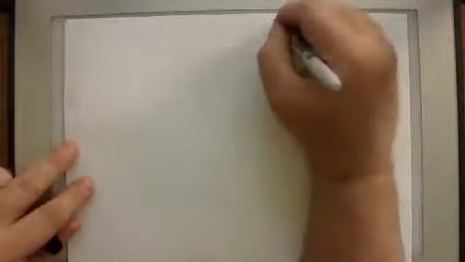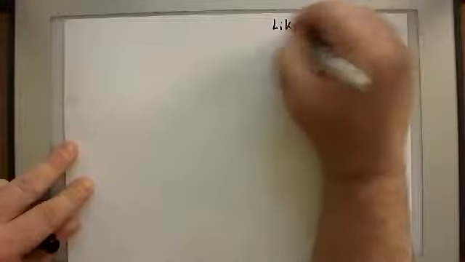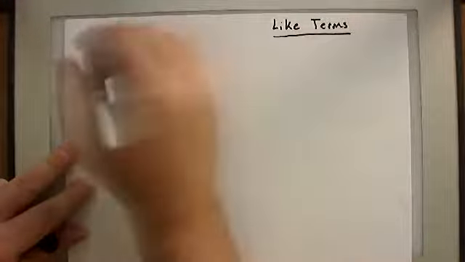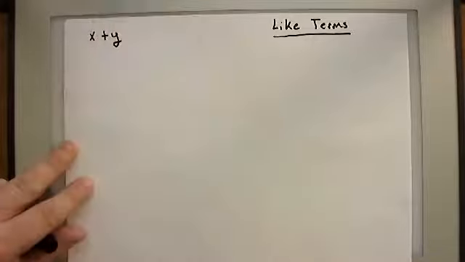First, let's talk about this idea of like terms, because I'm going to say that a couple times from now on. I'm going to say, let's combine the like terms. Let's make sure we understand what like terms are. If I asked you to take x plus y and put those together, what could you do with it? Nothing, right? X plus y don't go together because they're not like terms.